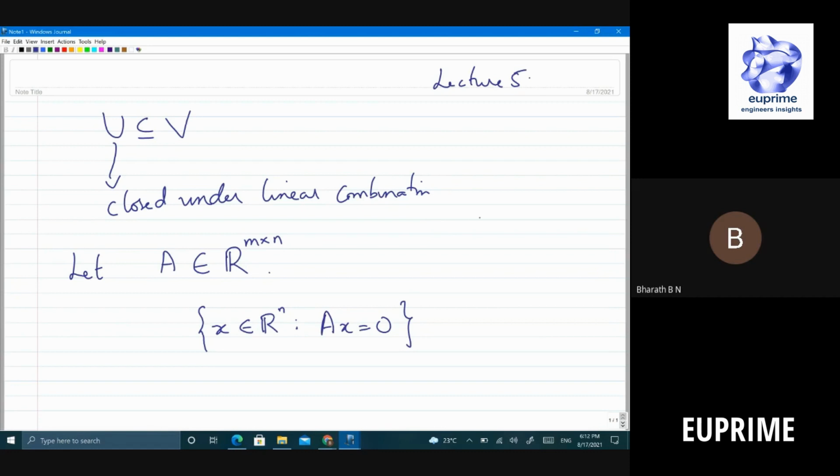So pictorially, this is how it looks. For example, this is your Rn. It gets mapped to Rm under A, because it's M cross N. If you multiply A by X, you get an M cross 1 vector, so it gets mapped to Rm. Now 0 is sitting somewhere here. So this is your 0. There is some small subset here of vectors, all of which get mapped to 0, right? So obviously this is a subset of Rn. Do you agree with this, everyone? Of course, it is all those vectors in Rn that get mapped to 0. Therefore, it's a subset of Rn.